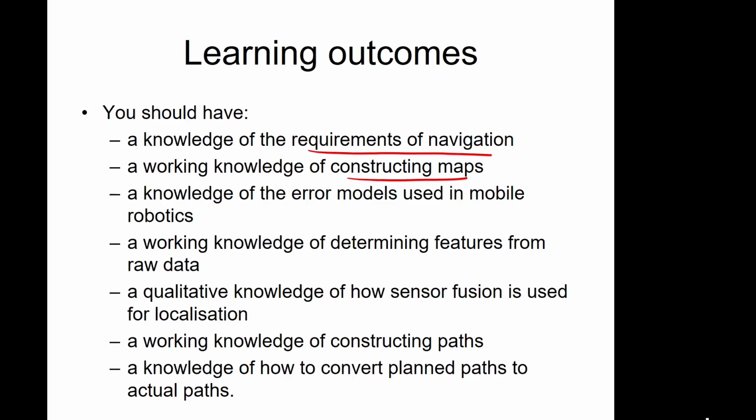We'll be looking at how a robot helps to localize itself within a map, so we need to consider errors associated with data, and then given that data, how to extract features from that data, and then given that, how do we use those features to then localize the robot. So we'll be looking at those different aspects, and then we'll finish today's tutorials with looking at planning paths through the environment and optimizing these paths into actual paths the robot can follow.